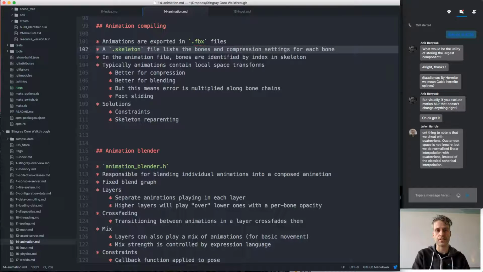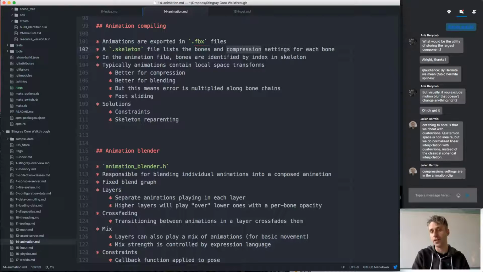We have a skeleton file that lists the bones in the character. Well, the compression settings are not in the skeleton file. I think they are in another file. Anyway, we have a file that specifies the compression settings that should be used for each bone. So you can control the... yeah, exactly. There's an animation clip file that stores the compression settings. So you can control for each bone what kind of compression it should use.